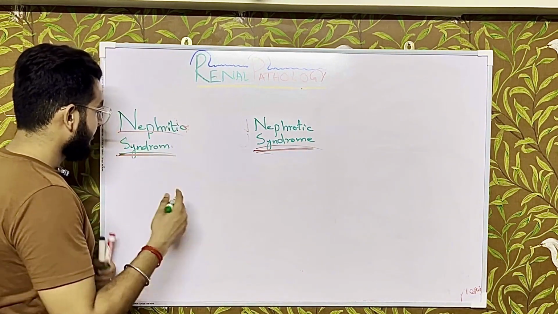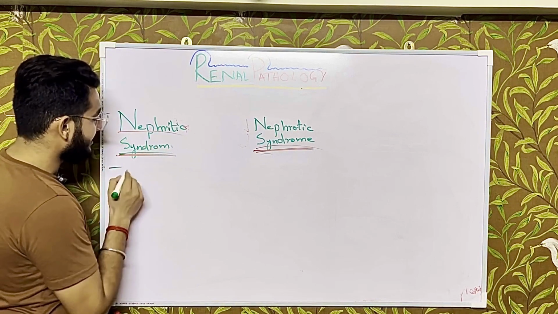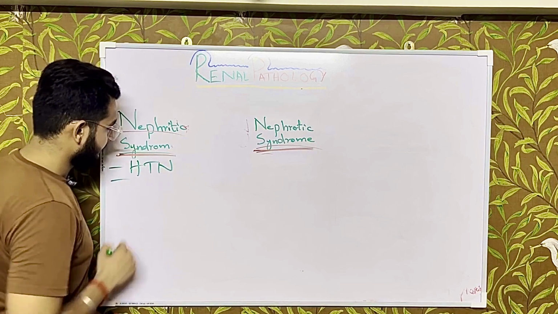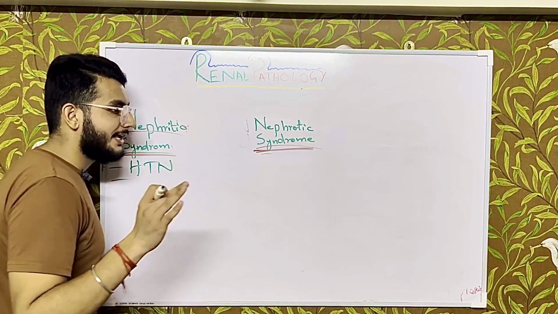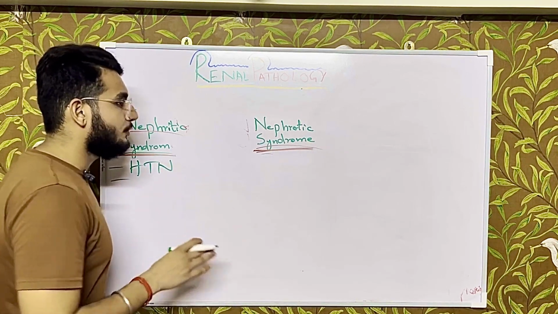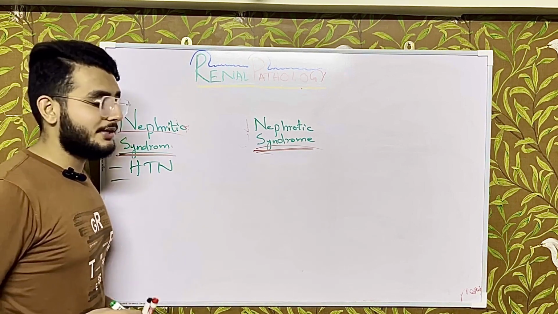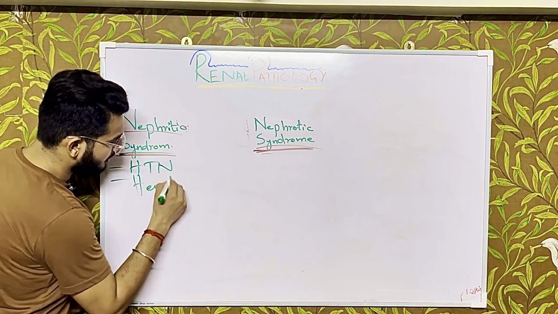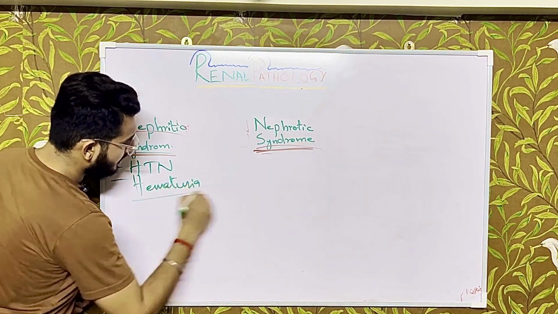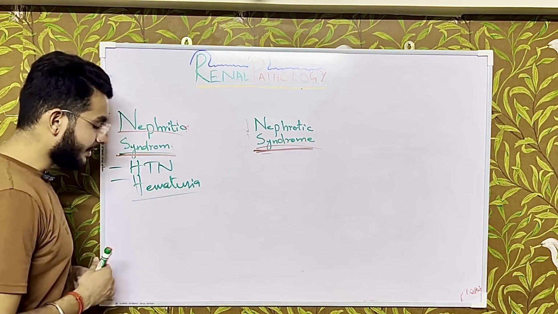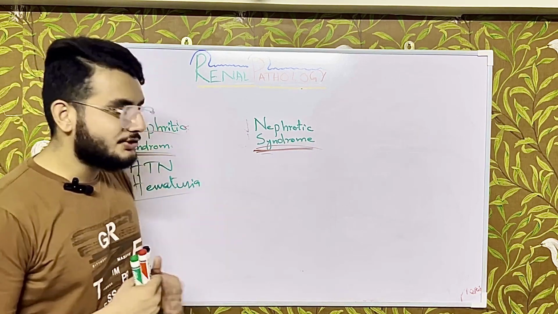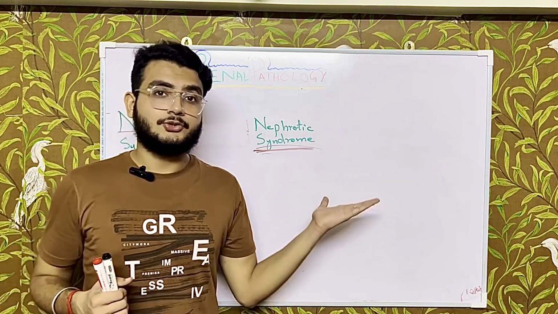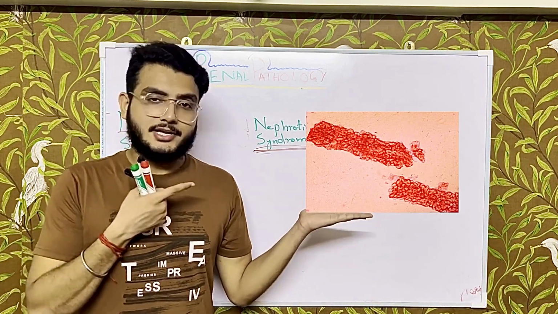One is the nephritic syndrome, another is the nephrotic syndrome. In the nephritic syndrome, the patient presents with hypertension. Due to this hypertension, what happens? The laminar flow of blood becomes turbulent, and this turbulent flow damages the glomerular capillaries, thereby causing hematuria. Because of this hematuria, RBC casts are formed in the urine. You can clearly visualize these RBC casts in this diagram.